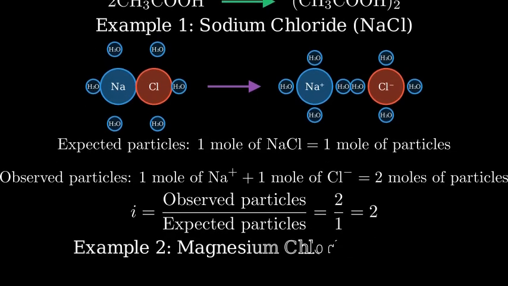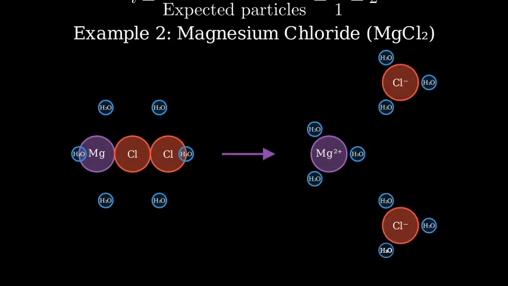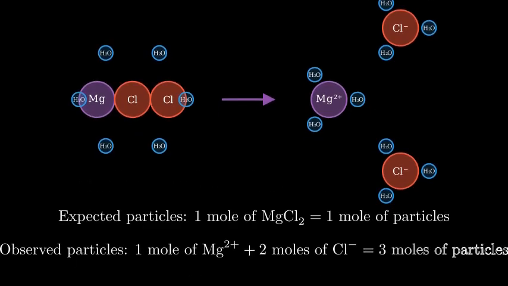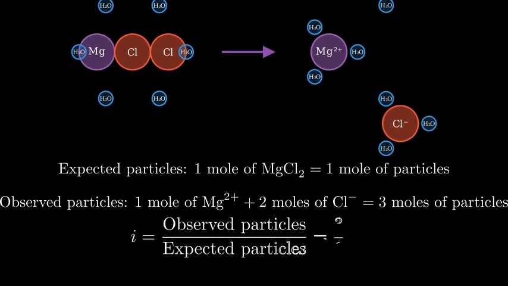Now let's examine magnesium chloride, MgCl2. In water, MgCl2 dissociates into 1 Mg2+ ion and 2 Cl- ions. For 1 mole of MgCl2, we expect 1 mole of particles based on the formula, but we actually get 3 moles of ions, 1 mole Mg2+ plus 2 moles Cl-. Therefore, the Van't Hoff factor for MgCl2 is i equals 3 divided by 1, which equals 3.